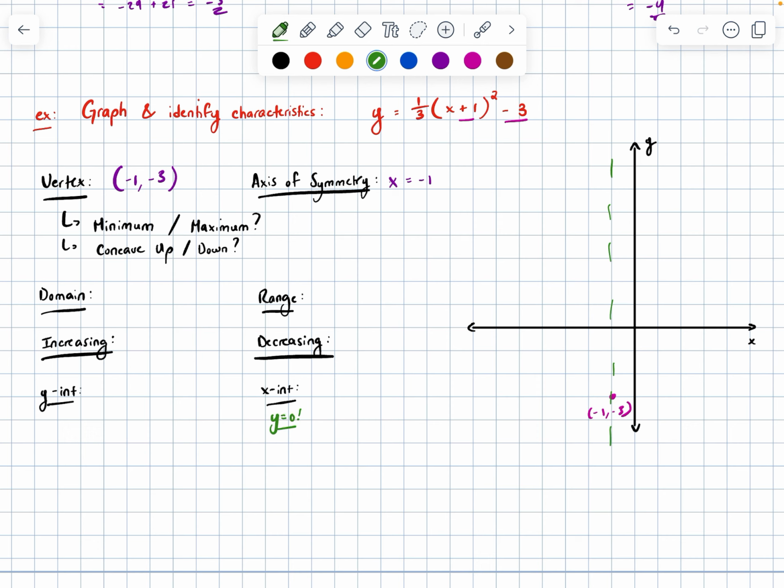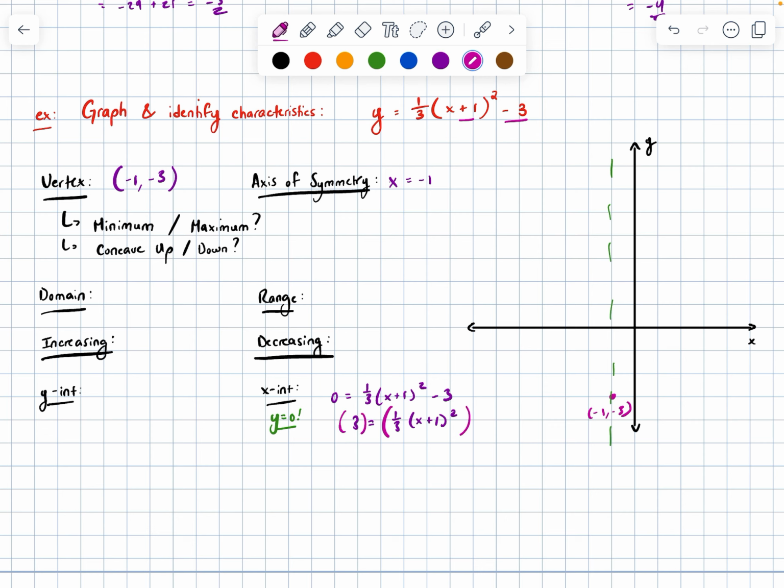So I'm going to begin by finding the x-intercept by plugging in 0 for y. When I do so, I would get 0 is equal to 1/3 quantity x plus 1 squared minus 3. Now adding 3 to both sides, and I'm going to skip some steps here for the sake of efficiency. I'm not going to show all of my work, but I know what choices I'm making here. So I'm adding 3 to both sides.